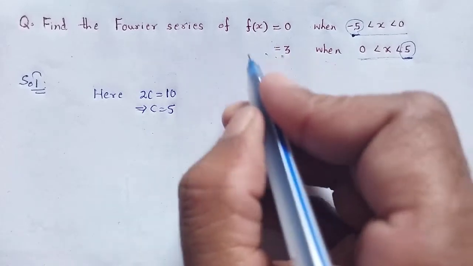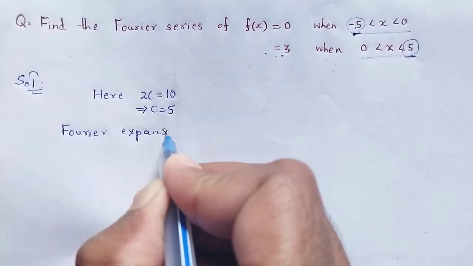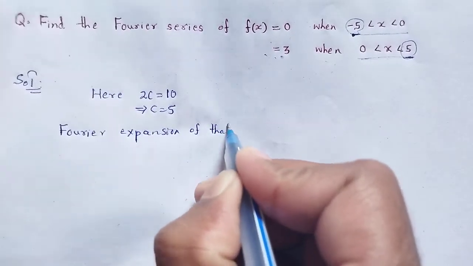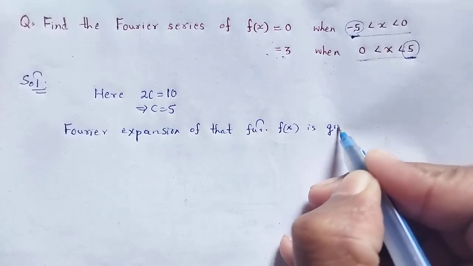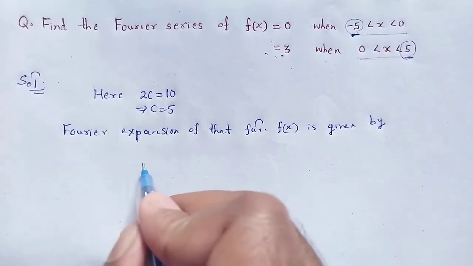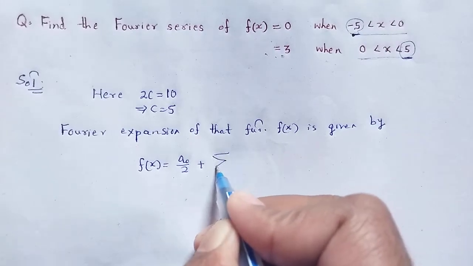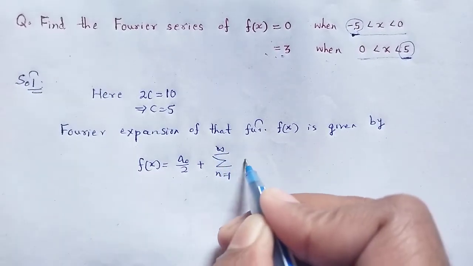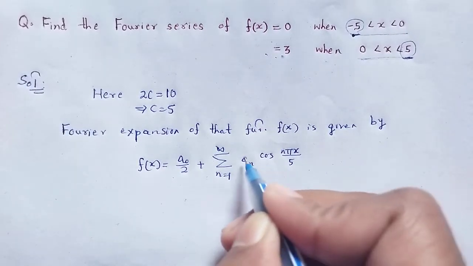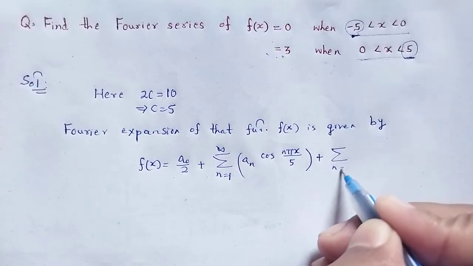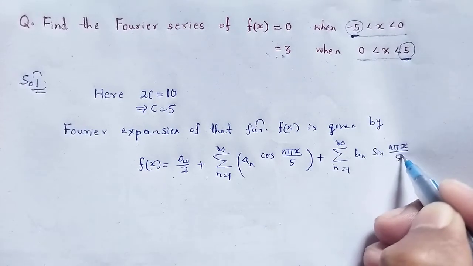So the Fourier expansion of that function f of x is given by f of x is equal to a naught by 2 plus summation over n is equal to 1 to infinity of a n cos n pi x by 5 plus summation over n is equal to 1 to infinity of b n sin n pi x by 5.